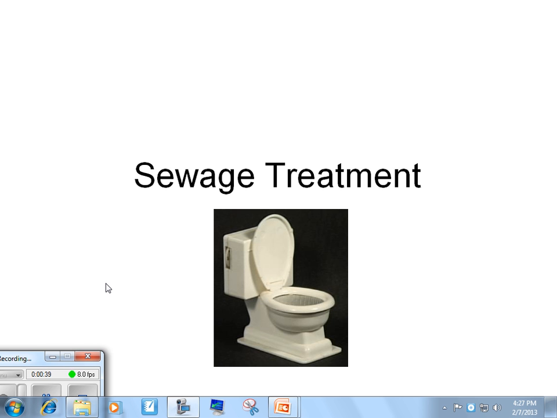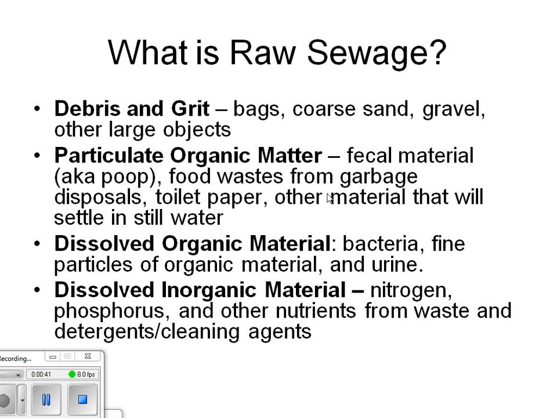Before doing that, though, let's actually take a look at what raw sewage really is. And I don't think you need to really let your imagination run wild here. It's probably exactly what you think it is, but it may have a few additional components that you didn't necessarily think of. Some of the obvious ones include the solid material. So this includes debris and grit. It includes some unsightly things: condoms, tampons, bags, coarse sand, gravel, and other large objects.